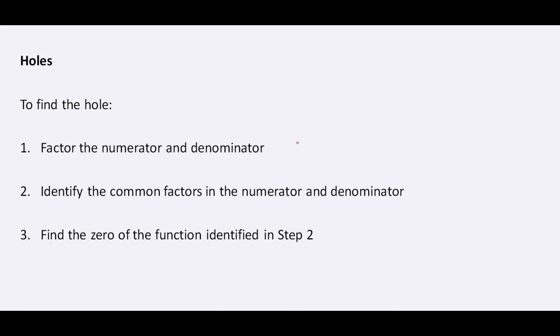So how do we find the hole of a rational function? We want to factor the numerator and the denominator, and then we want to identify the common factors in the numerator and denominator, and for those common factors we're going to find the 0 of the binomial or the function represented in the common factors. Let's put that to practice.